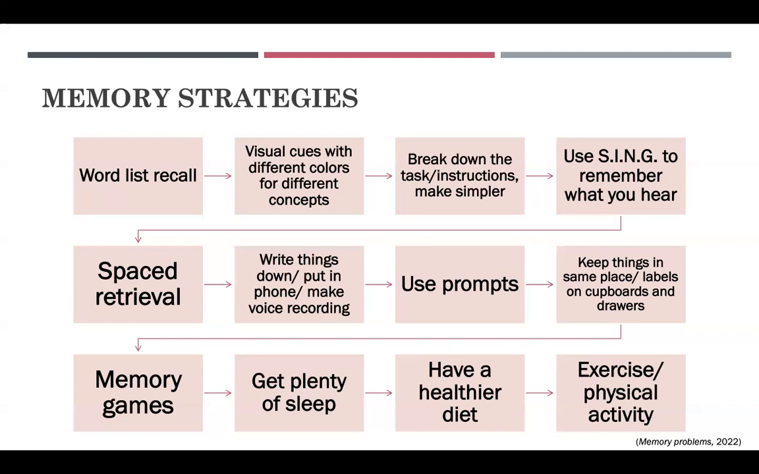Another strategy is to use spaced retrieval. This is recalling of information over repetitively longer time intervals. You may start with 30 seconds, and if you are able to retrieve the word successfully, then the time length should be increased, which can help one to learn small amounts of information. Writing things down, making notes in our phone, or making voice recordings are another good way that can help you to remember important things.